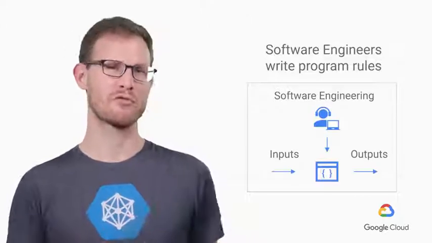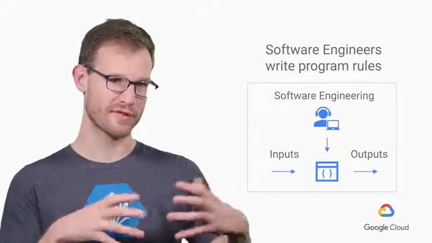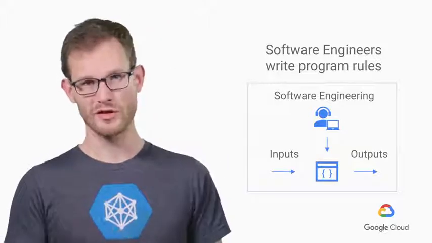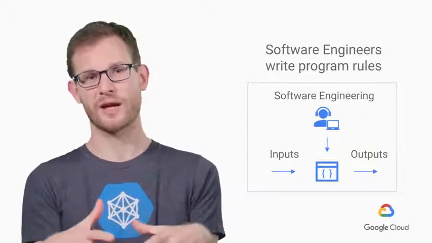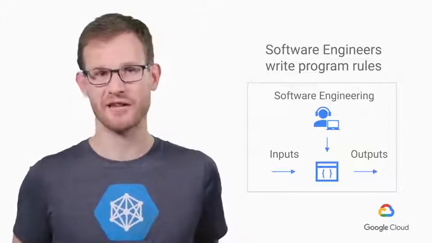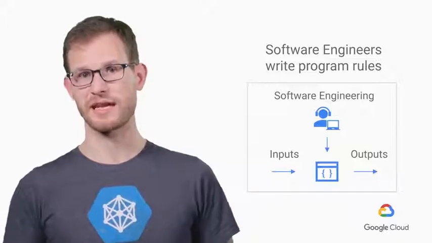So let's compare this to normal software engineering. In this more typical approach, we have a human who analyzes the problem, writes a bunch of code, and then this code becomes a program that can translate inputs to outputs. Maybe it's a calculator and it knows how to take two numbers and add them together. So 3 and 4 produces 7.